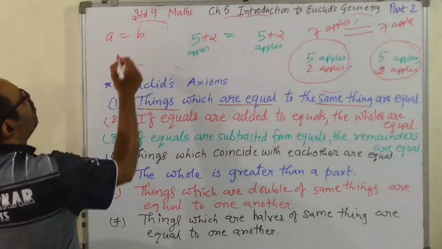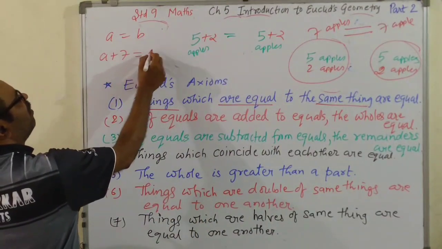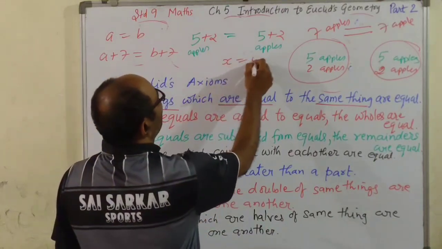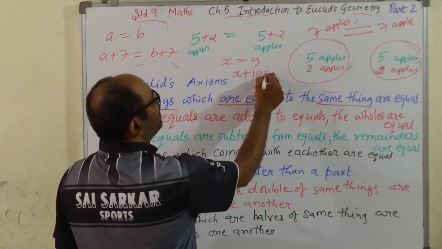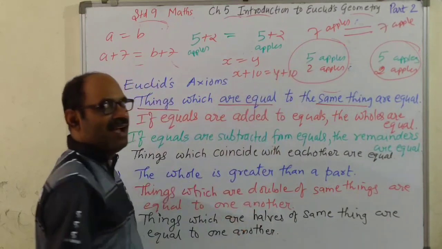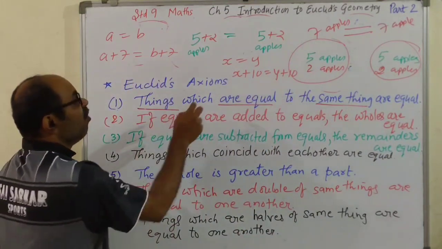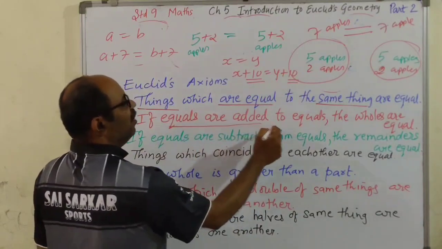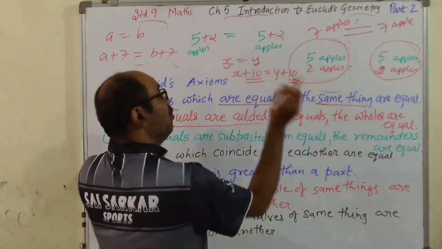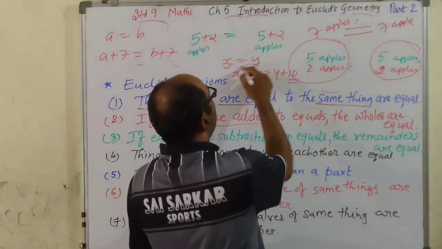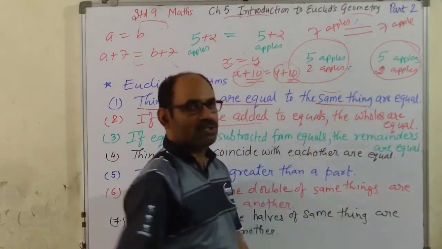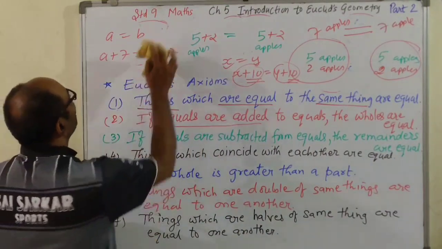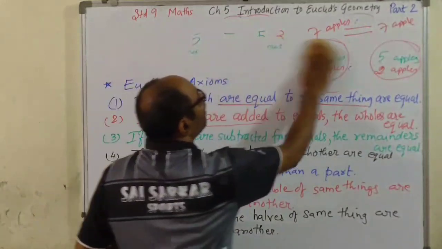If A is equal to B, then A plus 7 will be equal to B plus 7. If X is equal to Y, X plus 10 is equal to Y plus 10. I hope you have understood. What we are doing? We are adding 10. So equals are added to the equals, so the wholes are also equal. So this is Euclid's second axiom. Okay. Third, let's see.